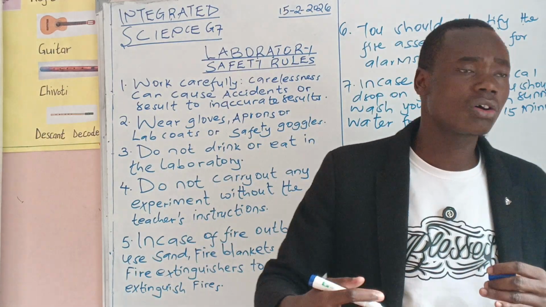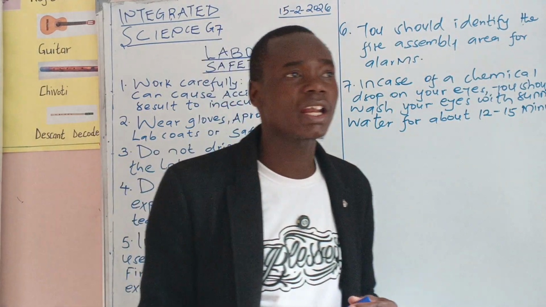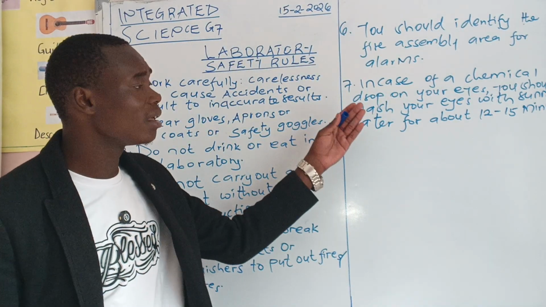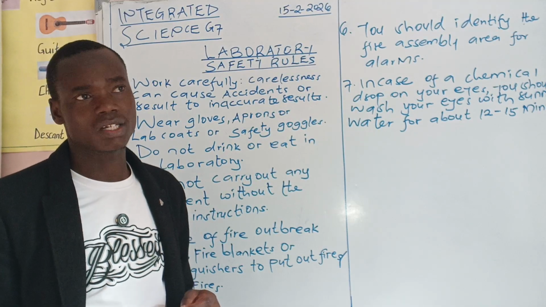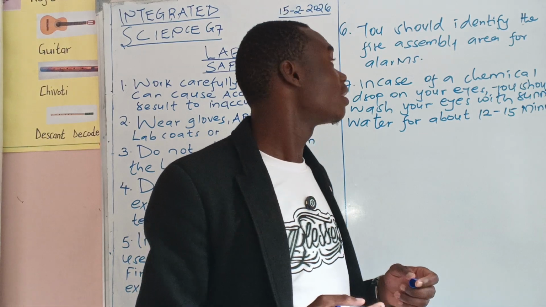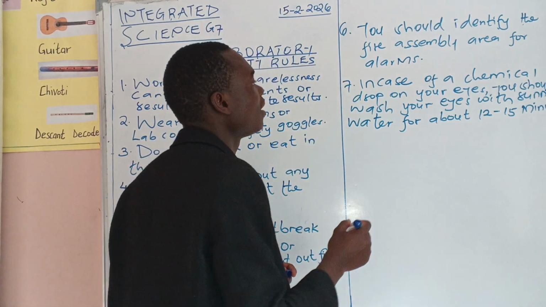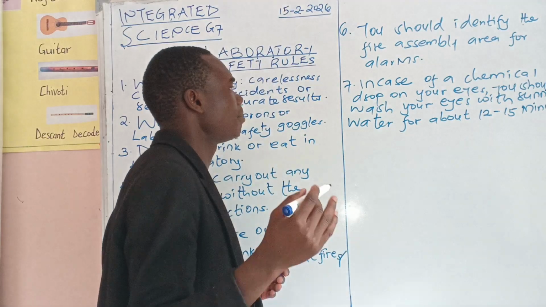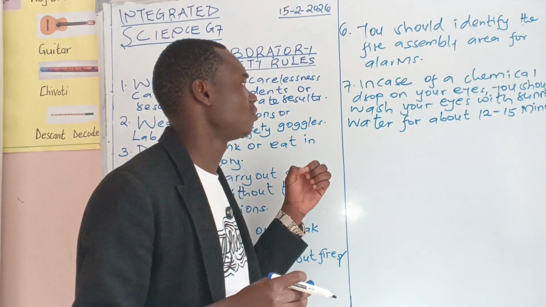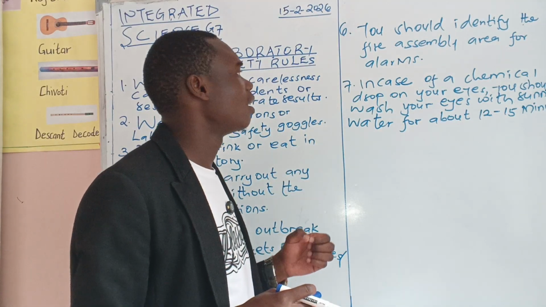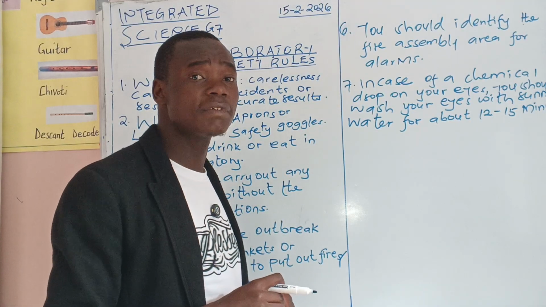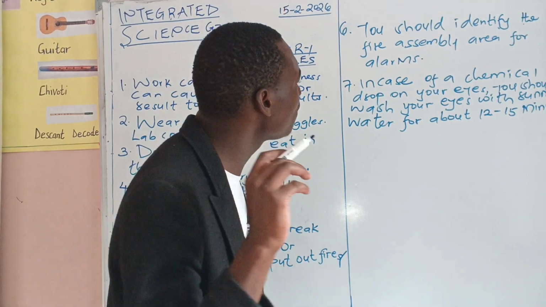Now, in case of a chemical dropping in your eye, you are carrying out your experiment within the laboratory, and in most laboratory experiments, we use chemicals. They are the main reagents used within a laboratory in carrying out experiments. So in case of a chemical drop in your eyes, you should wash your eyes with running water for about 12 to 15 minutes. That is very important.